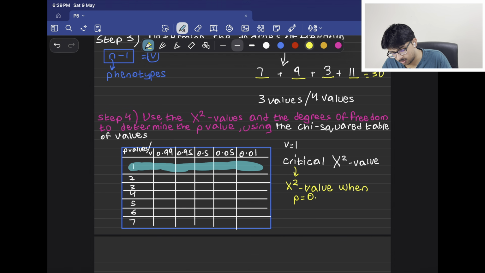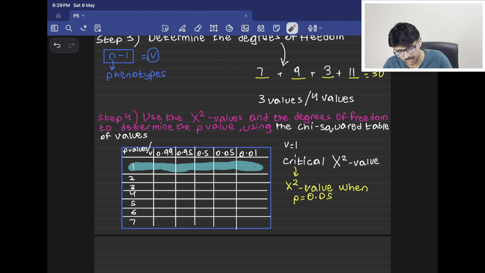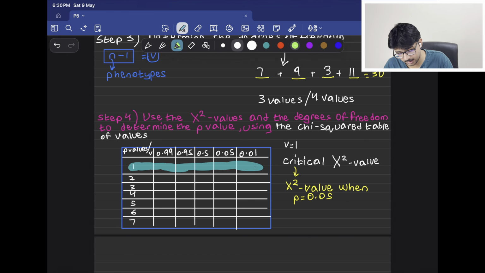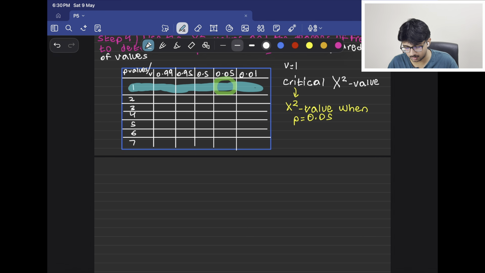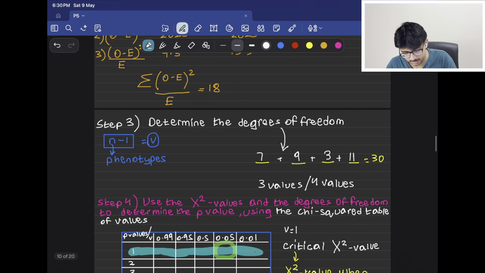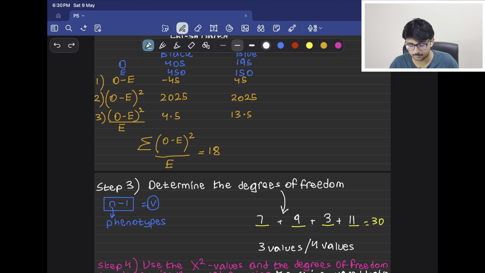So, you now know your degrees of freedom, so you now exactly know which row to look at. Now locate p equals 0.05. P equals 0.05 is right here. The chi squared value corresponding to that in the degree of freedom row which you're looking at, this right here is your critical value of chi squared. So you now have identified the critical value right here. Once you have identified the critical value, now use your value of chi squared.